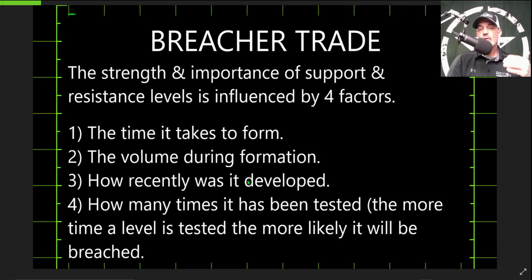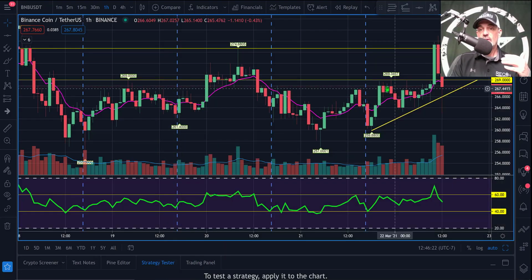And then how recently falls kind of in line with the time it took to form. And again, it was very recent, as we saw on the chart. And then the last factor I'm looking at, which might be the most important factor of them all, is how many times has that level been tested. The more times that level has been tested, the more likely it will be breached. And again, we touch it 1, 2, 3, 4, 5, and then on the 6th attempt, we breach.